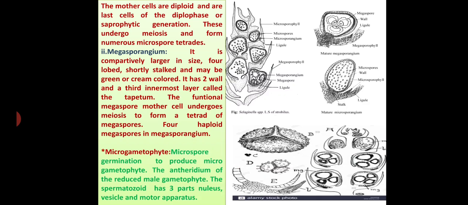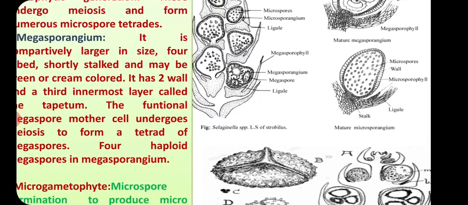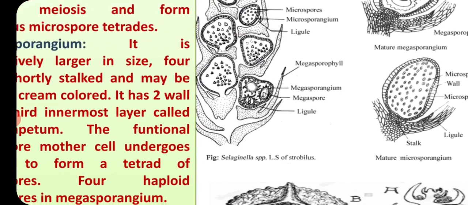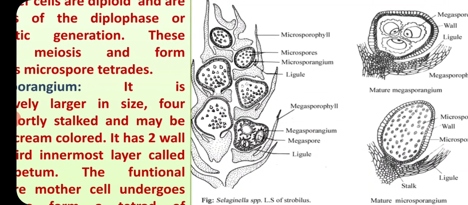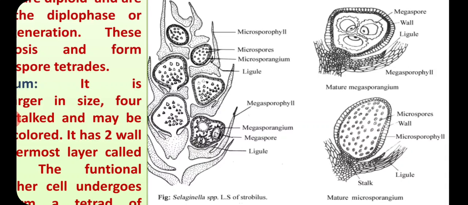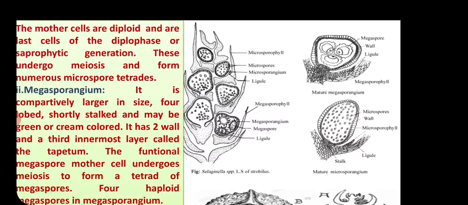Then we discuss the megasporangium. It is comparatively larger in size, four-lobed, shortly stalked, and may be green or cream colored. It has two walls and a third innermost layer called the tapetum. The functional megaspore mother cell undergoes meiosis to form a tetrad of megaspores, four haploid megaspores in the megasporangium. See friends, this is the longitudinal section of the Selaginella strobilus or cone. The first one is the mature megasporangium and the second one is the mature microsporangium.